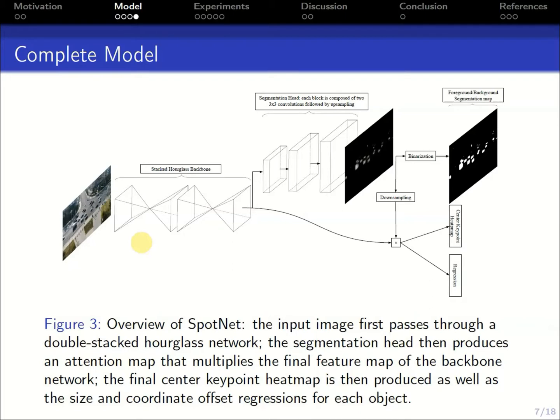The input image first passes through a double stacked hourglass network. Then the segmentation head, which is composed of 3 blocks of 2 3x3 convolutions followed by upsampling each, then produces an attention map. This attention map is used to multiply the final feature map produced by the backbone. And this multiplied feature map is used by the 3 other heads to produce a center key point heat map and a size and coordinate offset for each point. The attention map is also produced in binary form for segmentation purposes.